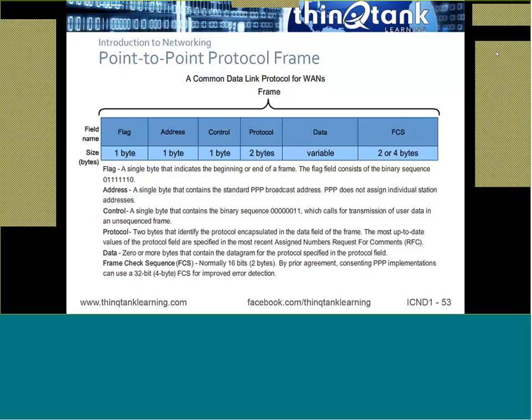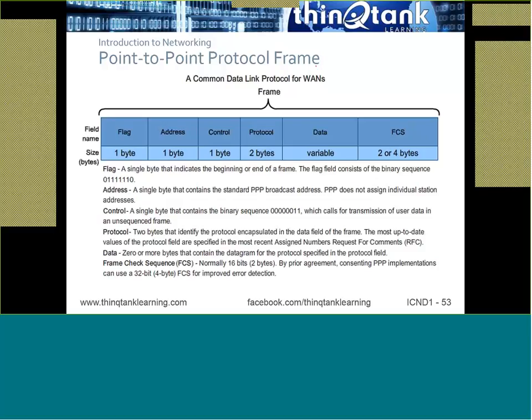Now in this particular case, with PPP, we can use a 2-byte CRC or we can use a 4-byte CRC. One has a parity component, the other one does not. Normally, it's just simply going to be 2 bytes, which is 16 bits. All right. The fidelity of the calculation can be enhanced by using the 4 bytes, but typically you're going to see an implementation with 2 bytes.